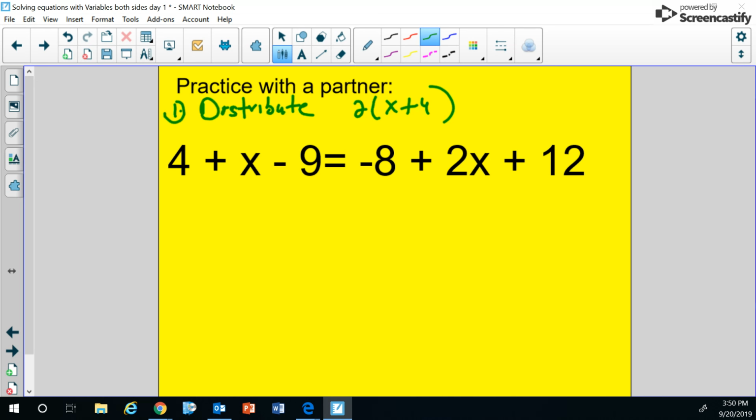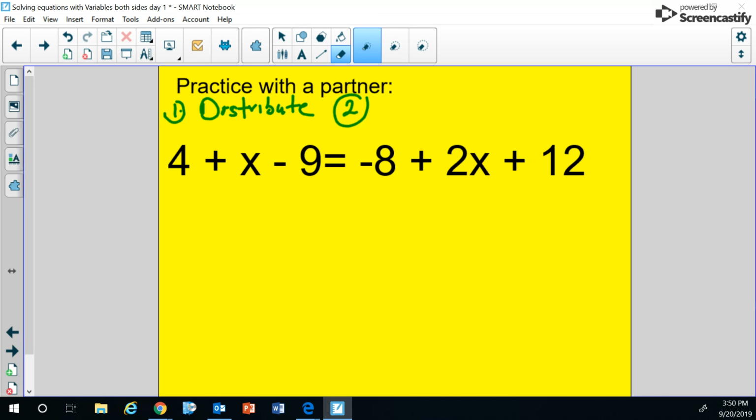All right, so let me erase that. I need more space. The next thing you want to look at, number two, is I want to group like terms on either side of the equation. In this one, if I look on the right side, I'm looking for like terms. I have a -8 and a +12.